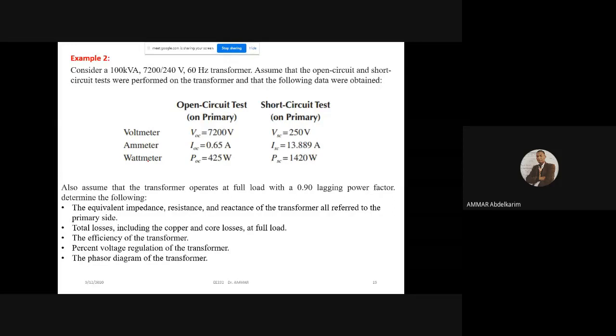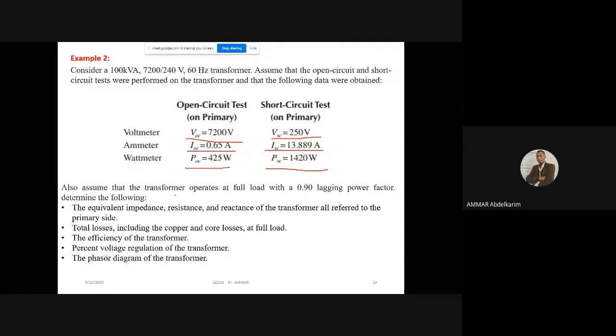So here, the open circuit and the short circuit tests have been done, and those measurements have been taken. This is the open circuit voltage, the open circuit current, and the open circuit power. This is the short circuit voltage, the short circuit current, and the short circuit power. Also assume that the transformer operates at full load with 0.9 lagging power factor.